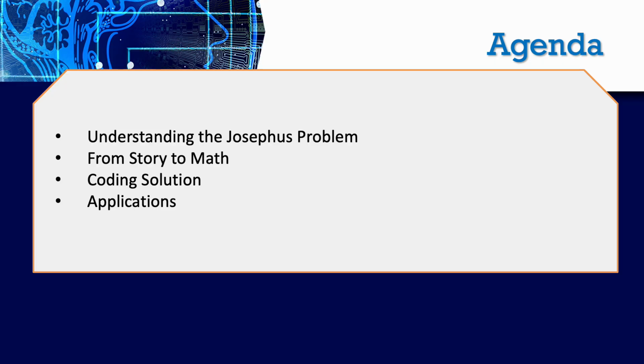This is the agenda: understanding the Josephus problem from story to mathematics, and then a coding solution and applications. Our plan for today's session is understanding what the Josephus problem is and its historical story, and then we will translate the story into a mathematical approach. Then, after changing the story to a mathematical approach, we will implement the solutions step by step in code. And finally, we will see some applications where this concept is actually used.